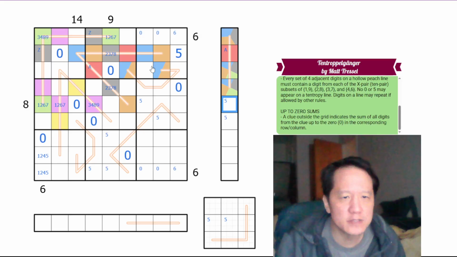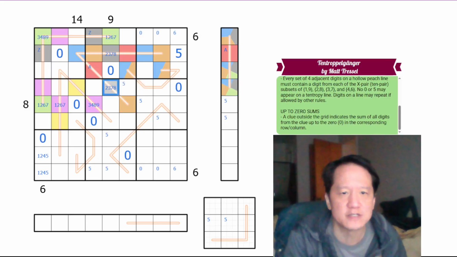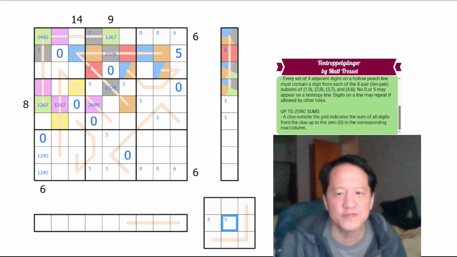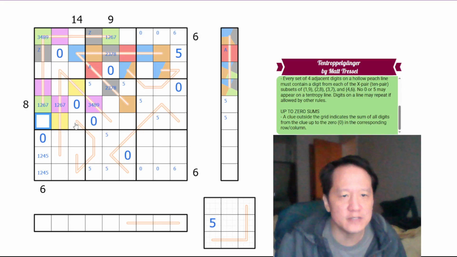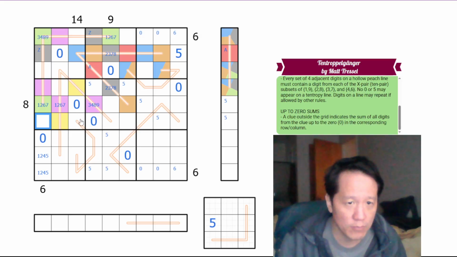Which means in row 4, we have to have a 5. Because we're not missing a 5 in that row. Because it's a Tentroppelgänger line. So 5 has to be one of those, which means we're not missing a 5 in box 5. We have to be missing a 5 in box 4. So that means these are all sets. This cannot be the other green. So one of the greens has to be here. We don't know which. And then the other one has to be the other set.